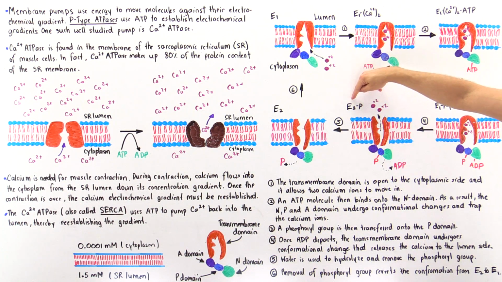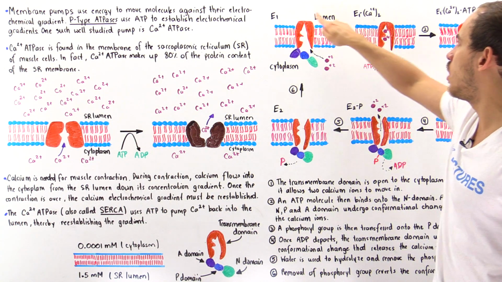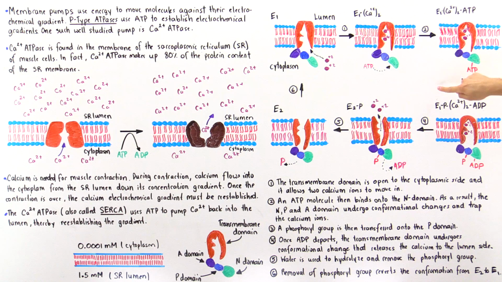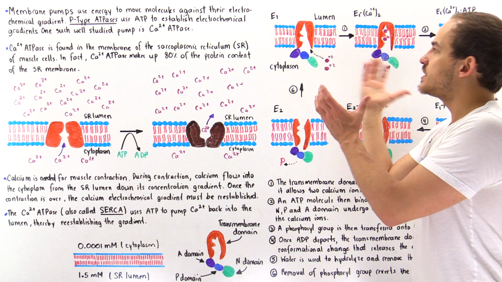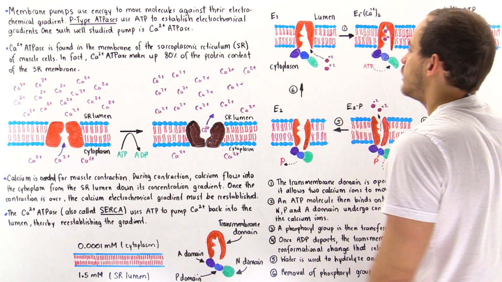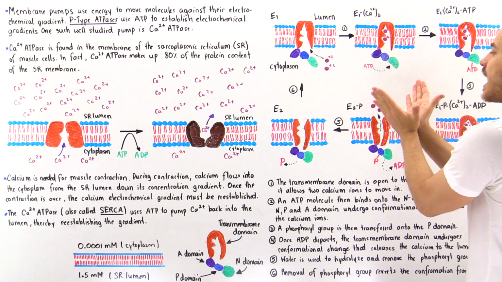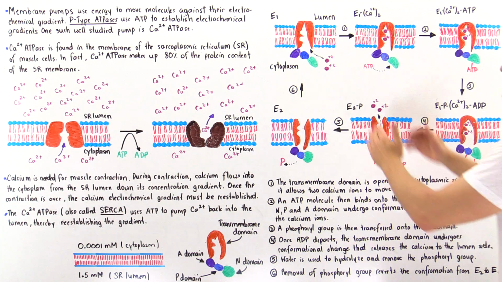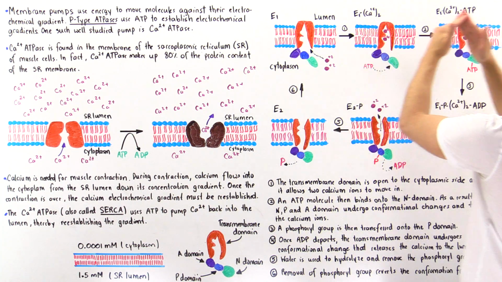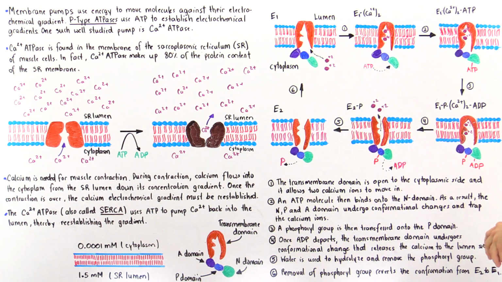And notice it's called E2 and not E1. So here we have E1, E1, E1, and E1 because essentially this conformation is still open to the cytoplasmic side of that membrane. But the E2 means it is open to the other side, the lumen side of that membrane. So here we have this conformation, but here we have this conformation. That's why we have the E2.